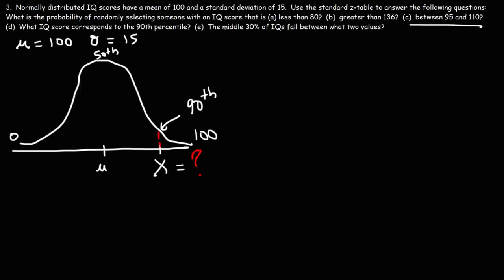Now, what we know is that the area to the left of that x value is based on the percentile. If the percentile is 90, the area to the left has to correspond to 0.90. And so using the z-table, we can work backwards in reverse here. We can take that area and find the z-score that corresponds to it. So find the z-score that corresponds to an area of 0.90. We need to use the positive z-table because the area is greater than 0.5.